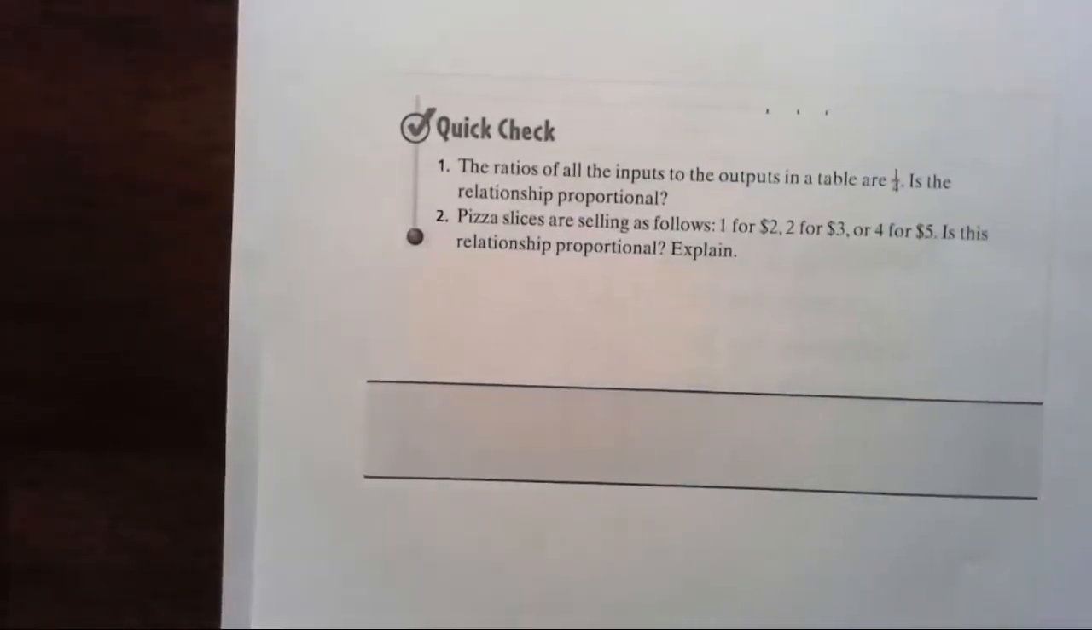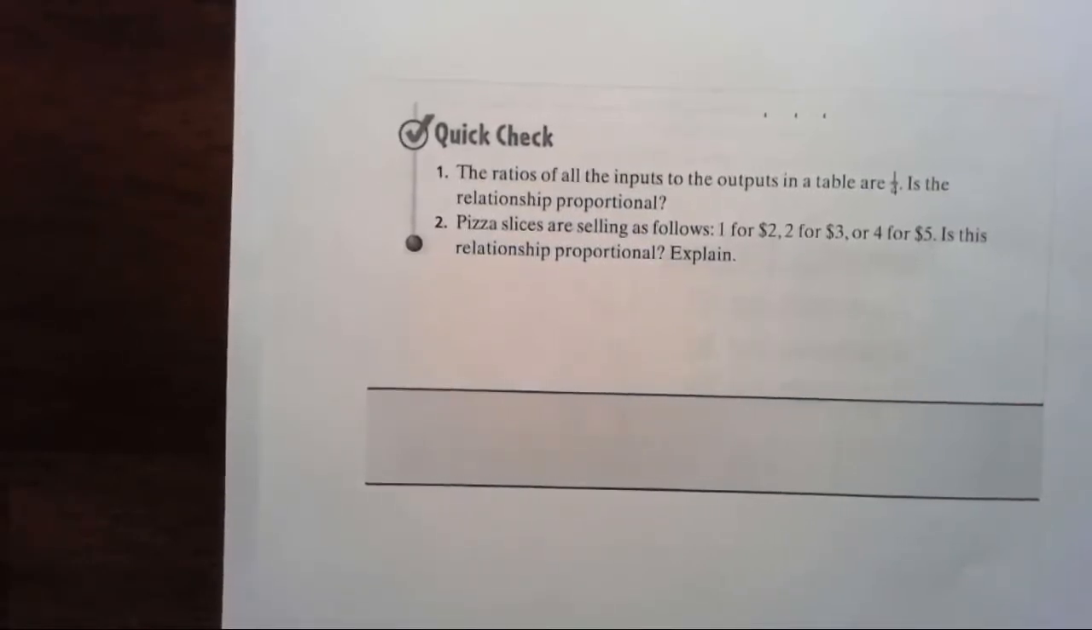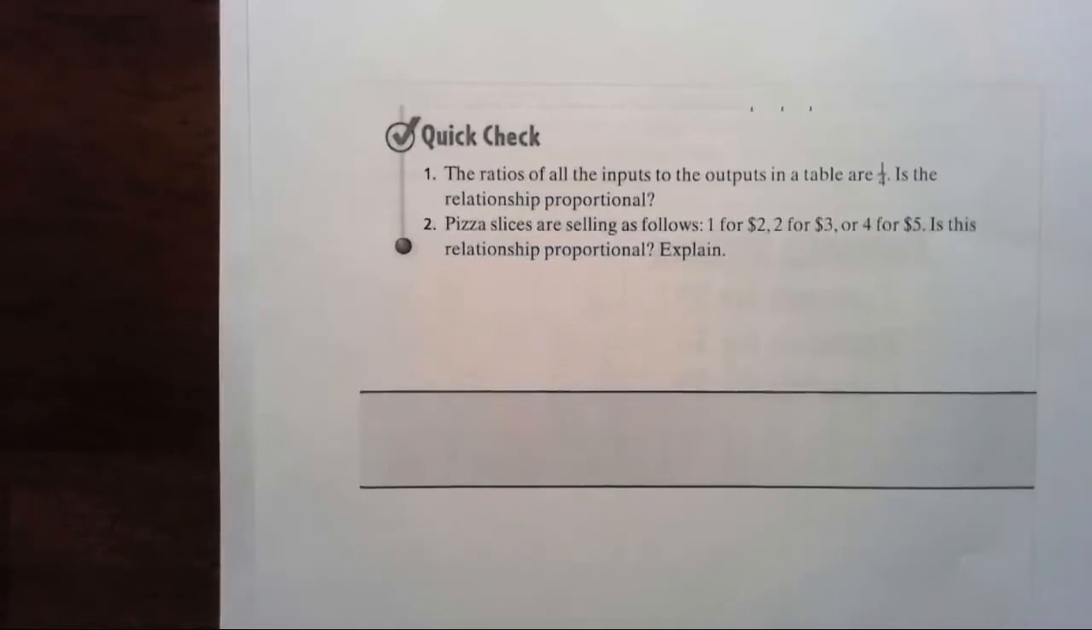All right. Let's try this one. The ratio of all the inputs to the outputs in a table are 1:4. Is the relationship proportional? Go ahead and write the answer. Very good. It is proportional because all the ratios are the same. All are 1/4.